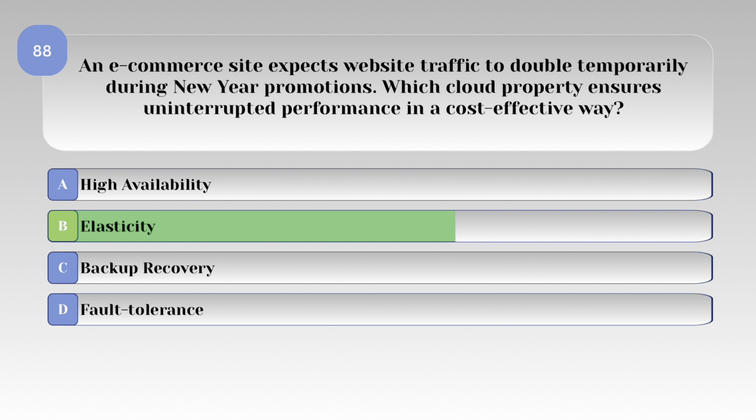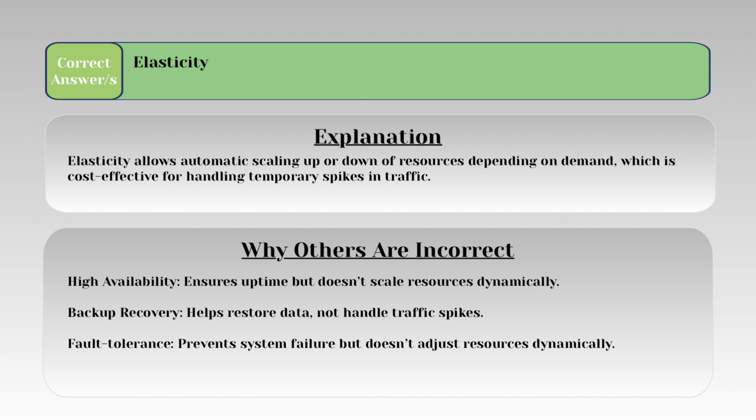Correct answer, elasticity. Explanation: elasticity allows automatic scaling up or down of resources depending on demand, which is cost-effective for handling temporary spikes in traffic. Why the other options are incorrect: high availability ensures uptime but doesn't scale resources dynamically. Backup recovery helps restore data, not handle traffic spikes. Fault tolerance prevents system failure but doesn't adjust resources dynamically.